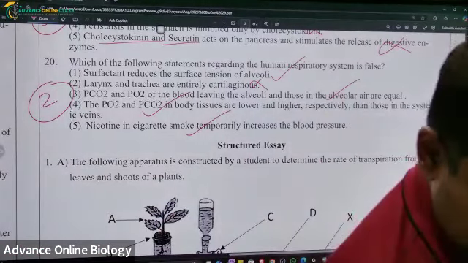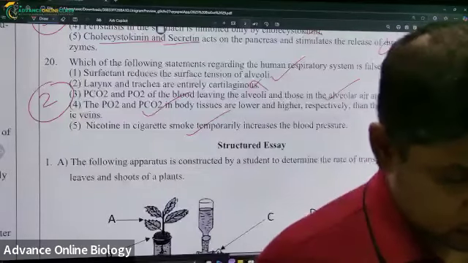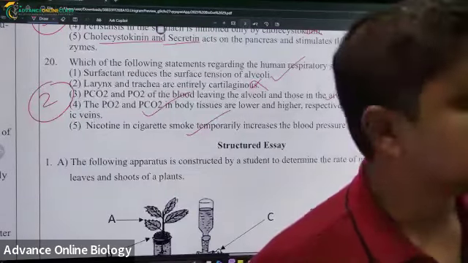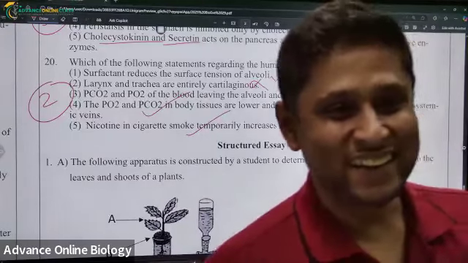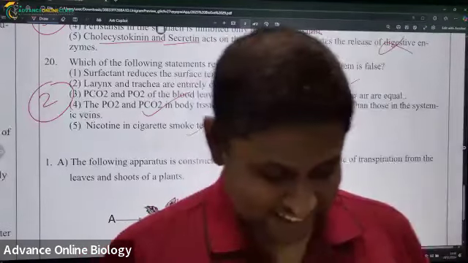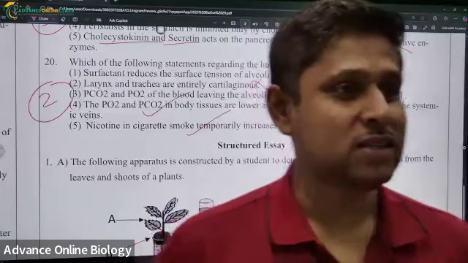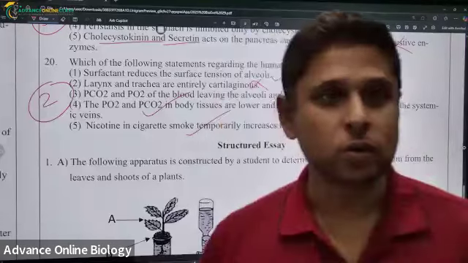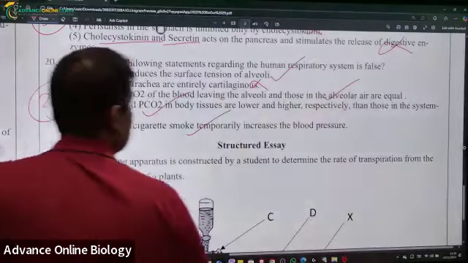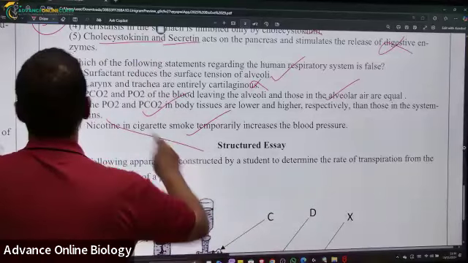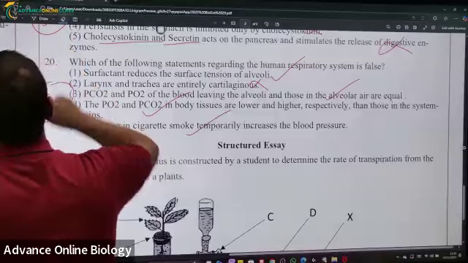Then we have to move to the structured part. Shall we move to the structured part? What's the time now? The time, 9:30. All right. So let's quickly go through this. Could you please tell me the answer for the sixth question?